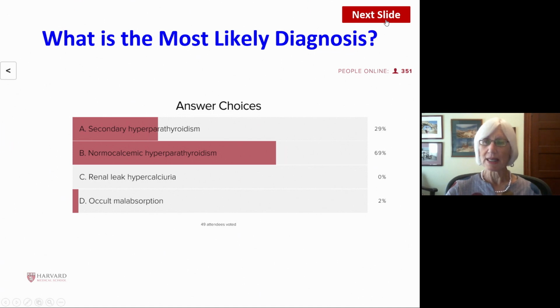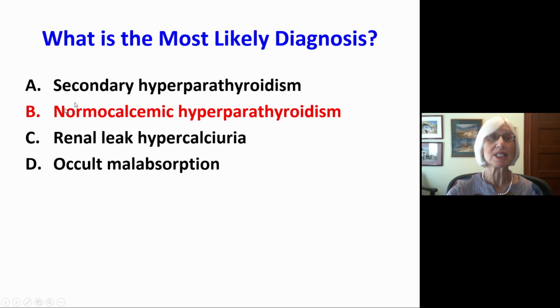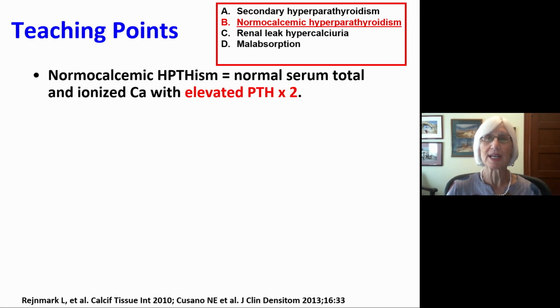Okay, so it looks like the big choice is between normocalcemic hyperparathyroidism and secondary hyperparathyroidism. And most of you did get this correct. This is a description of the entity we call normocalcemic hyperparathyroidism. And I'd like to go over some teaching points with you about this condition that we're often seeing in our osteoporosis clinics when we work up people after a fracture and check their PTH.